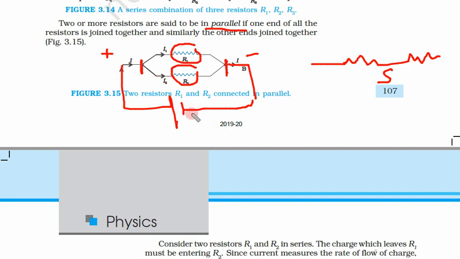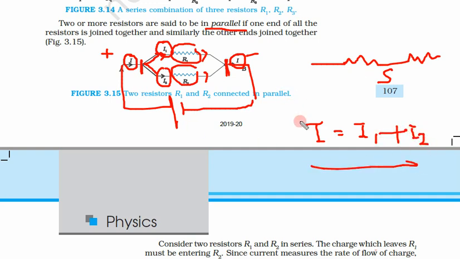Now what will happen in this case? The total current is I, but now the current has two paths to flow, I1 and I2. Current will be divided. As soon as current reaches this point, it will divide again. It will flow in resistance 1 and resistance 2, and then combine again. Total current will again become I. So what is the equation here? I is equal to I1 plus I2.